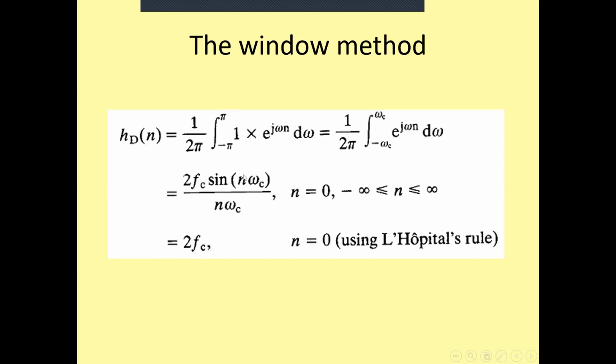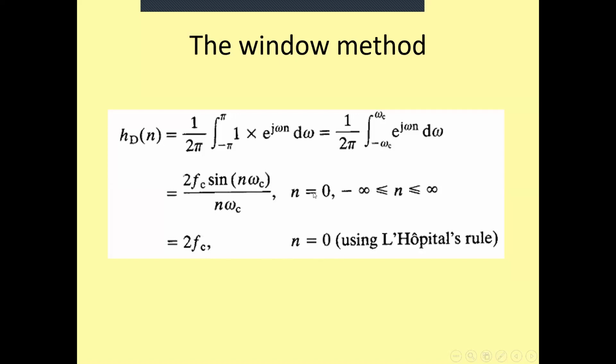Of course, when you talk about minus pi to pi in digital systems, it is just like talking about minus infinity to infinity. Now, 1 over 2 pi integration from minus omega c to omega c, e to the j omega n d omega. Of course, after performing the integration and substituting the upper and lower limits of the integration, we get 2fc sin(n omega c) over (n omega c) when n is not equal to 0. Okay, not equal to 0, and it will be 2fc when n equals 0.